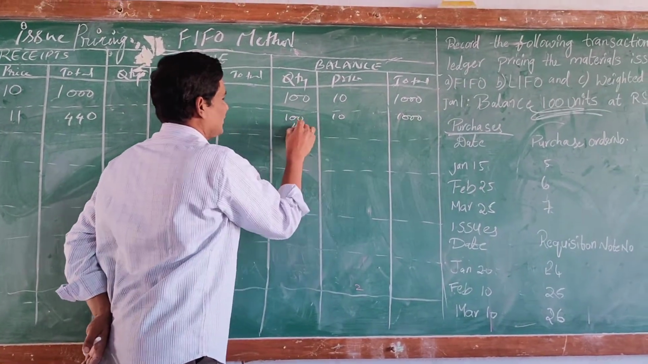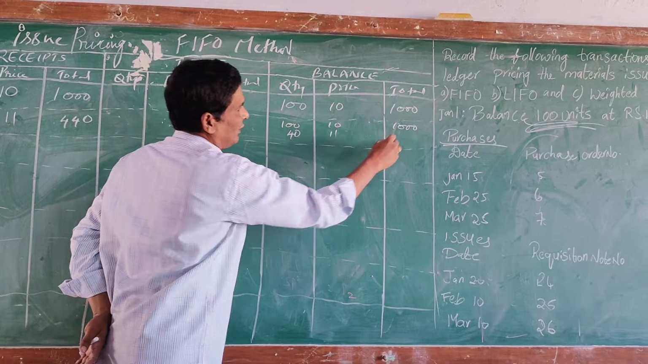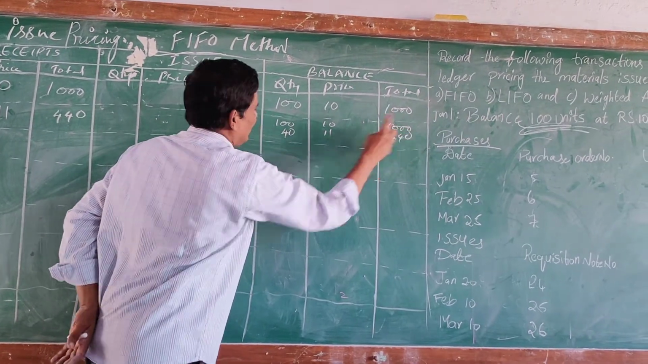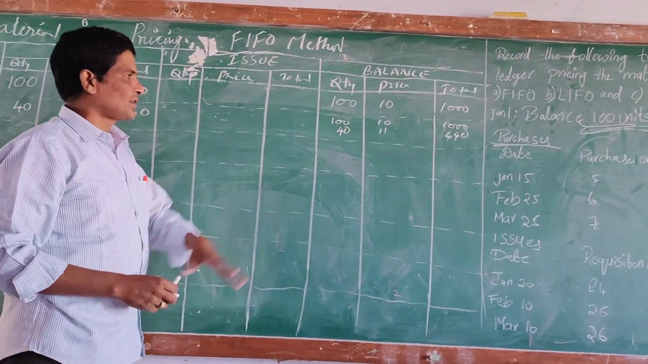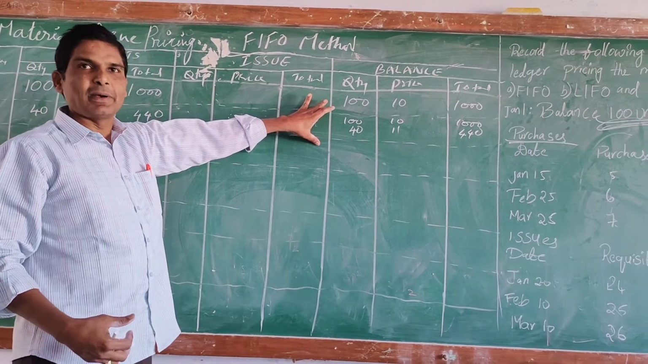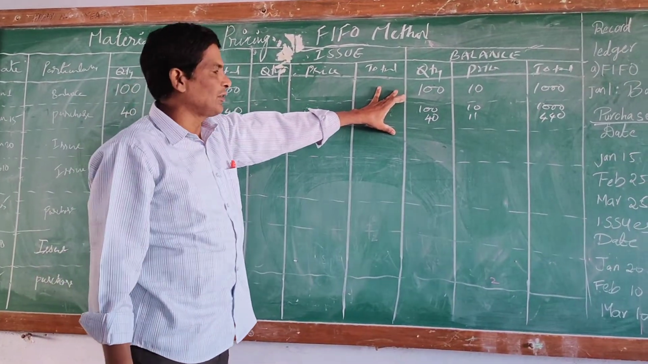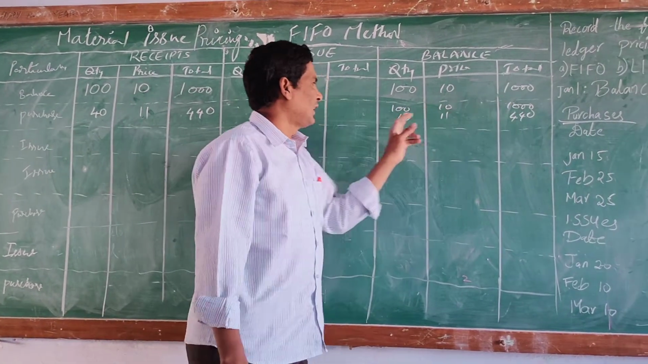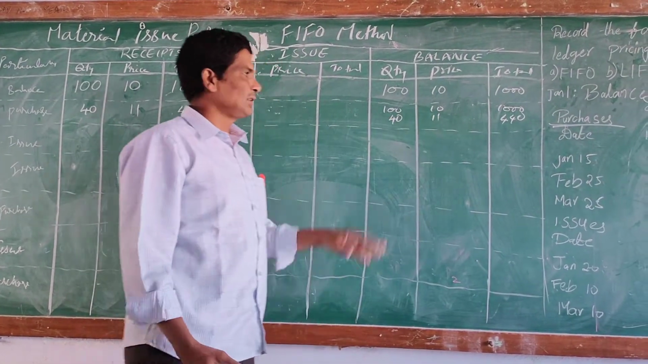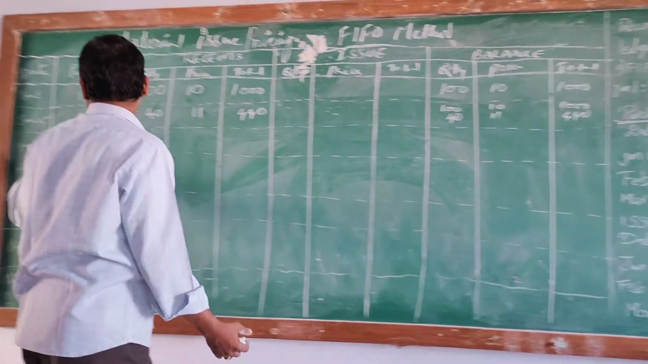The second balance is 40 into 11, 440. So this column is the January 15th balance. On January 15th how much balance do we have? We have 100 units at rupees 10 and 40 units at rupees 11. This is the balance we have.